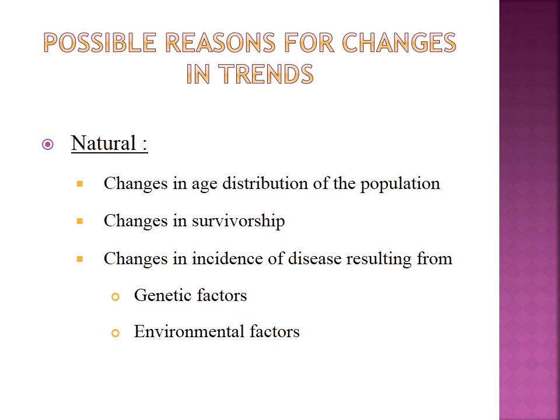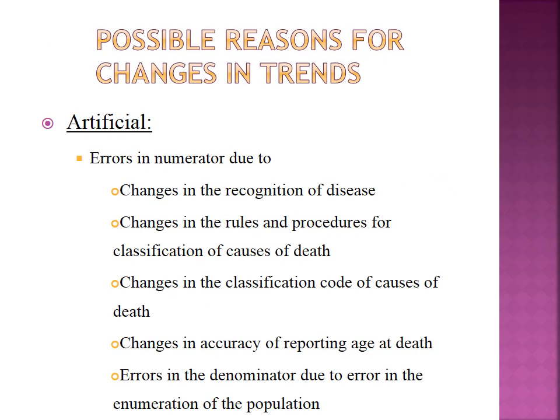What are the possible reasons for changes in the trends? Either it is natural causes, such as changes in the age distribution of the population, changes in survivorship, changes in the incidence of disease resulting from various genetic or environmental factors. Or it might be because of artificial causes, like errors in the numerator due to changes in the recognition of disease. Previously, the case definition may have been only according to clinical symptoms. Now very sophisticated tests have been invented, so more cases can be detected. So the disease burden, the numerator, is increasing.